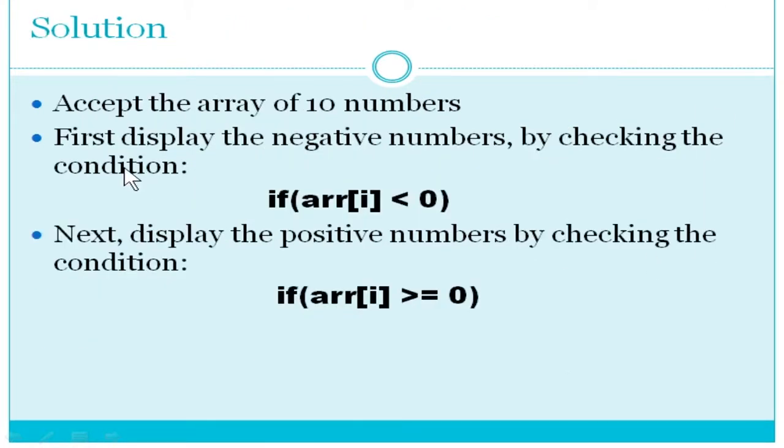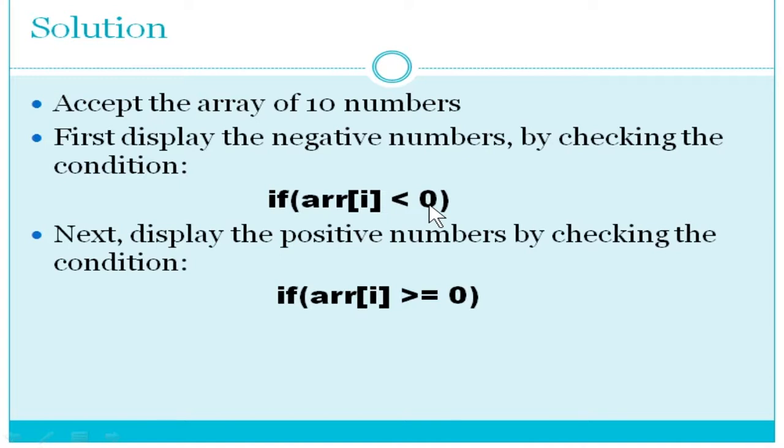Before that, you are going to see the solution. First thing is you have to accept the array of 10 numbers. So you have to use a loop and then accept the values and store them into an array of size 10. And then you are going to display the negative numbers first by checking the condition. If ARR of I is lesser than 0, that is, if the element is lesser than 0, display it. If it is greater than 0, you can skip that.